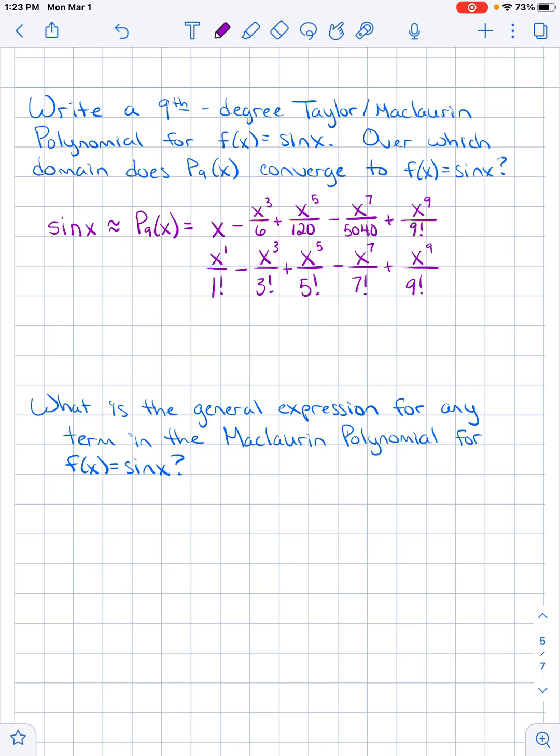Can you write now a general expression for any term in this Maclaurin polynomial? So if I said, what is the 11th degree term? So it would be the 1, 2, 3, 4, 5, the 6th term. So what would this term be without knowing the term before it? Can you write a general expression? If you haven't done that already, pause, see if you can write that general expression.